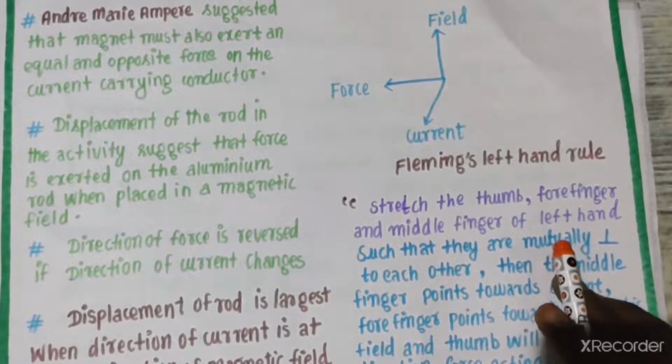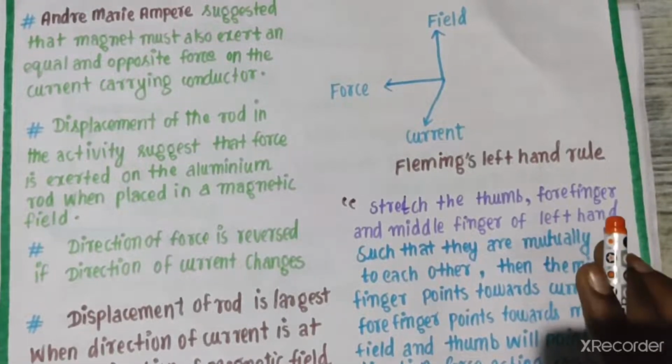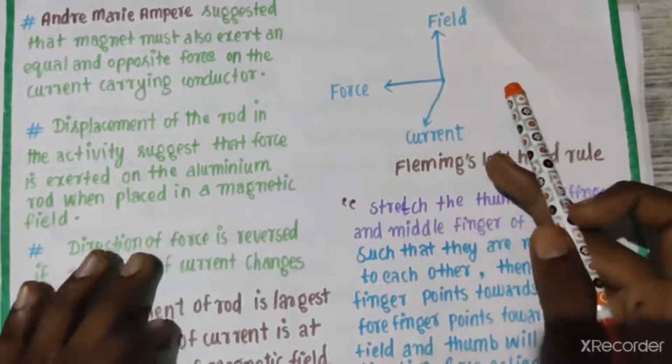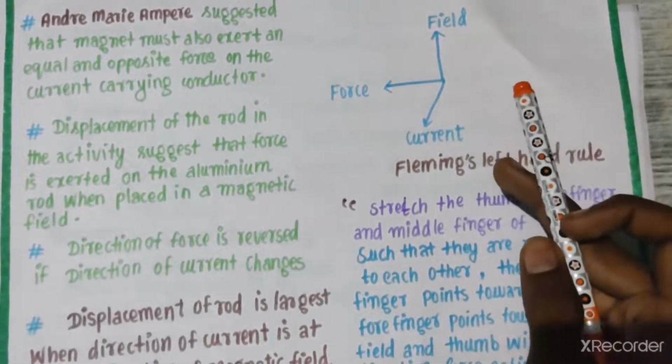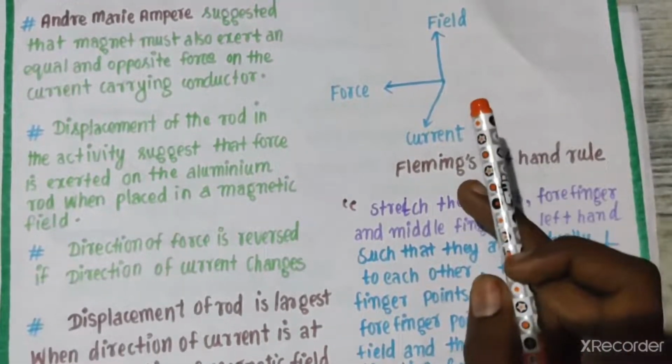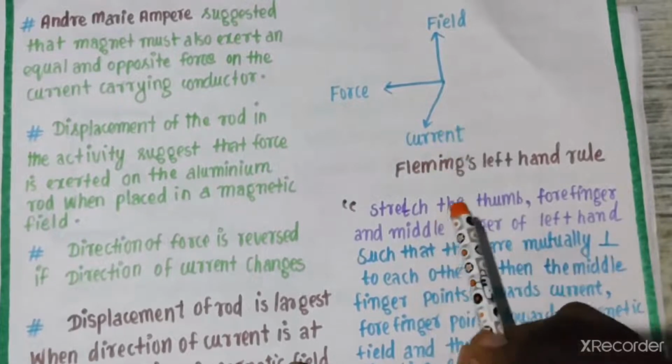You have to take a current carrying conductor and place it in an external magnetic field. Then a force is exerted on it because of that magnetic field. So to find the direction of that force, we have this Fleming's left hand rule.